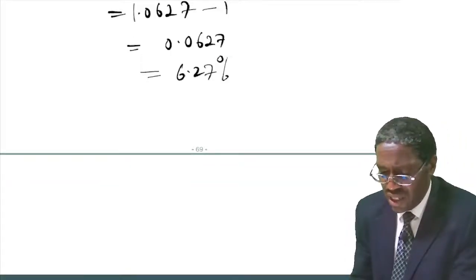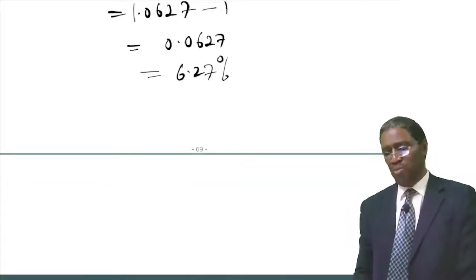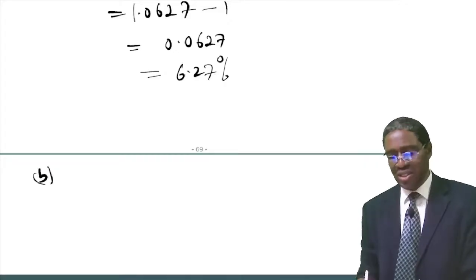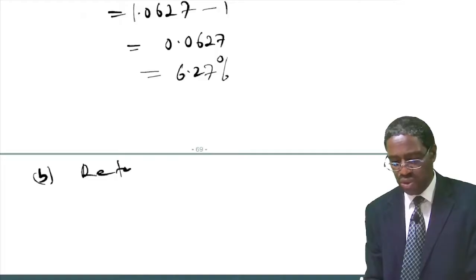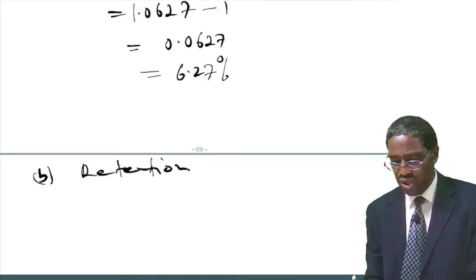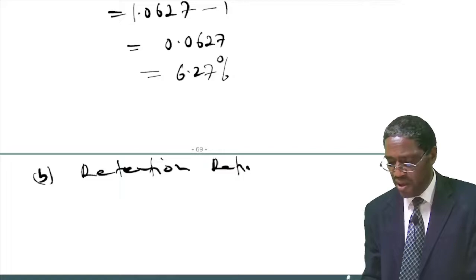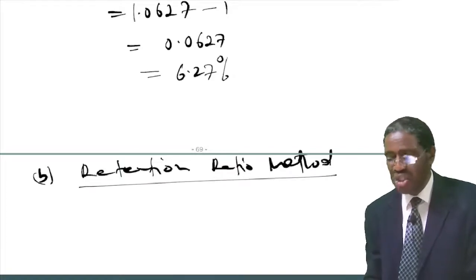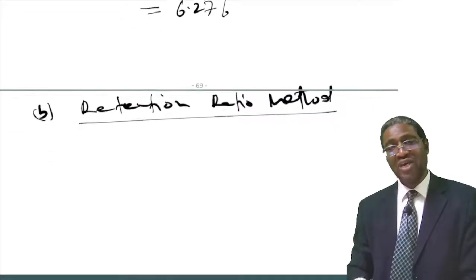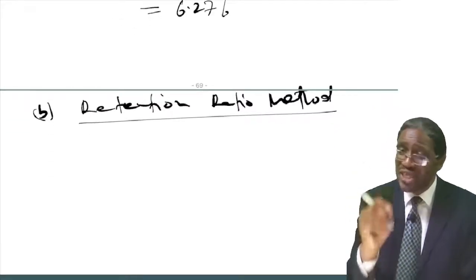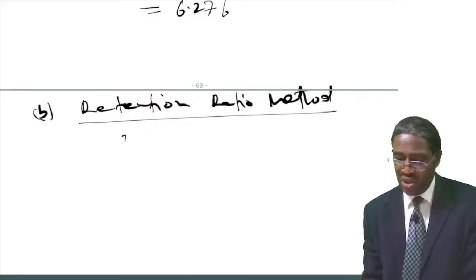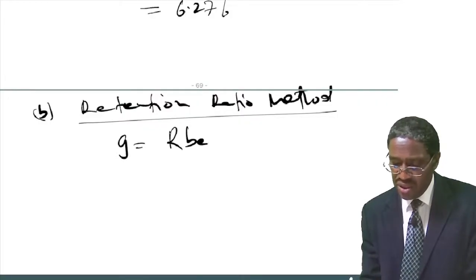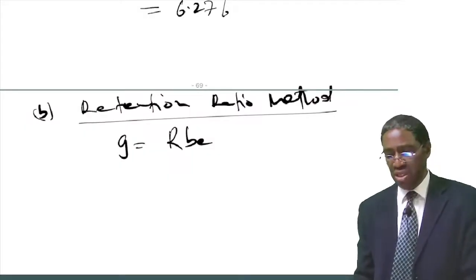Now let me discuss the second way of computing growth rate. Number 2 is what we call the retention ratio approach, or retention method approach. We are still trying to compute G, which is the growth rate. And to get the growth rate using the retention ratio approach, we normally say G is equal to R times b small e.